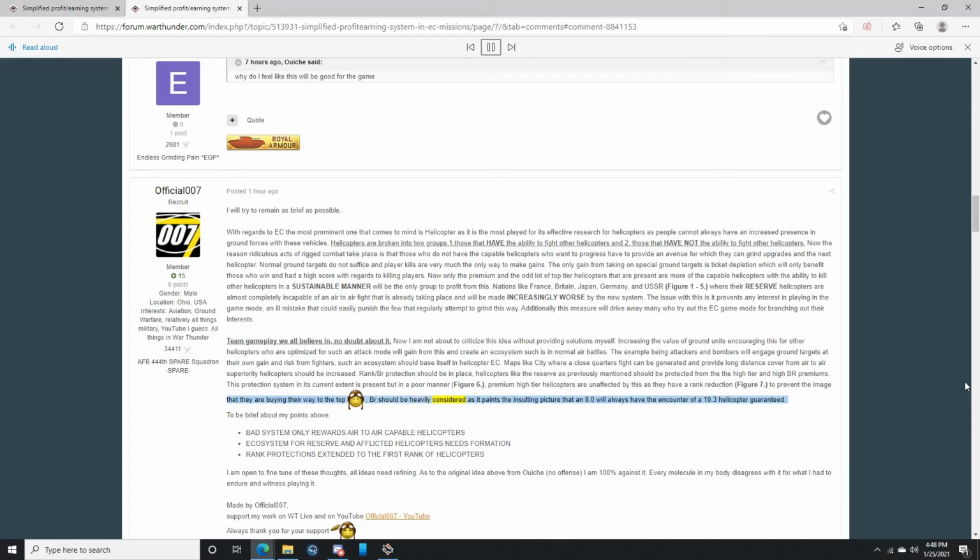BR should be heavily considered, as it paints the insulting picture that an 8.0 will always have the encounter of a 10.3 helicopter guaranteed. To be brief about my points above. Bad system only rewards air-to-air capable helicopters. Ecosystem for reserve and afflicted helicopters needs formation. Rank protections extended to the first rank of helicopters.